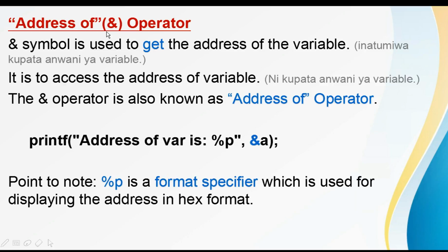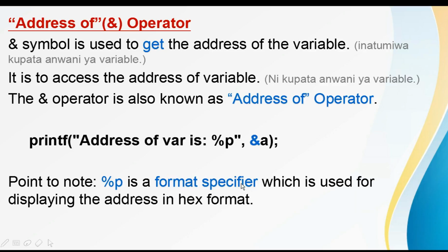Tutaanza na ya kwanza, ile and sign. Ile and sign inaitwa address of operator. Kwa hivyo inatumika kuchukua ama kupata ile address ya variable ama ile anwani ya variable. Kwa hivyo hii symbol inaitwa address of. Sasa katika example yetu kuna printf address of val is. Alafu hapa kuna %p. %p ni format specifier.